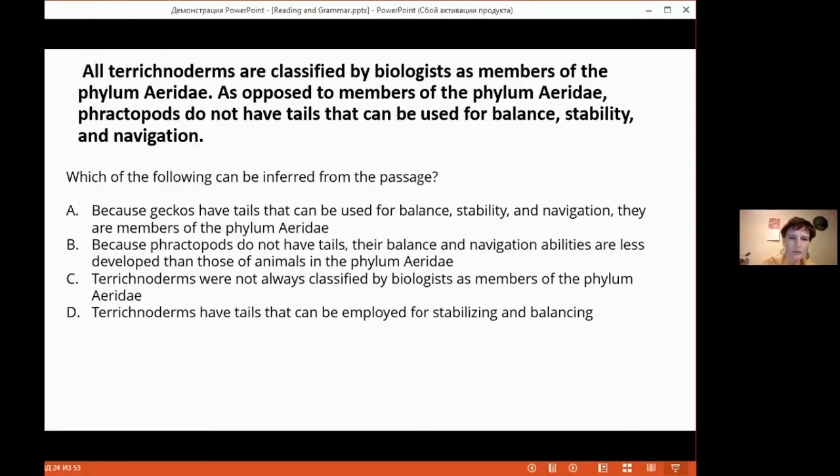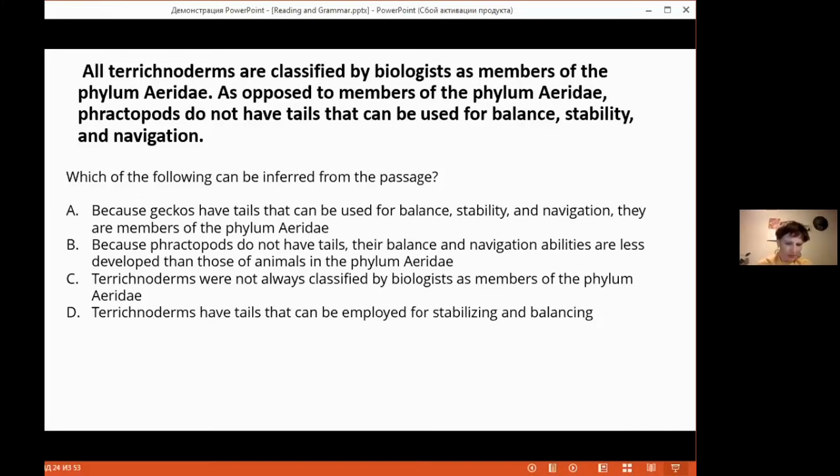So in option B, because fructopods do not have tails, their balance and navigation abilities are less developed. We do not know about these fructopods' abilities for balance and navigation. We know they do not have a tail that helps them to do that, but maybe they navigate and keep balance by having some other abilities. The text does not give us that information. So that is why B is not correct either.